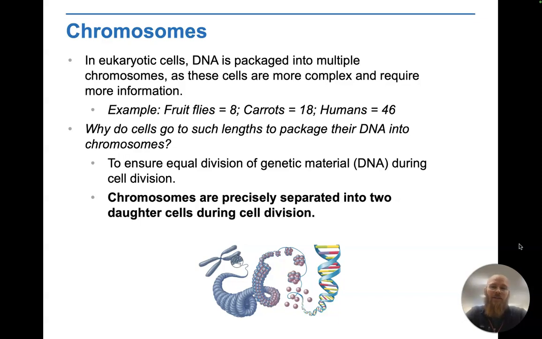But why do cells go to such lengths to package their DNA into these chromosomes, into these packages? And the main reason is that it ensures that we can equally divide our DNA so that both cells at the end of cell division, whenever we go from one cell to having 2 genetically identical cells, have the full genetic material separated equally into both of those so that each of those cells can then function independently. So chromosomes are going to be our way of precisely separating into 2 daughter cells during the process of cell division.